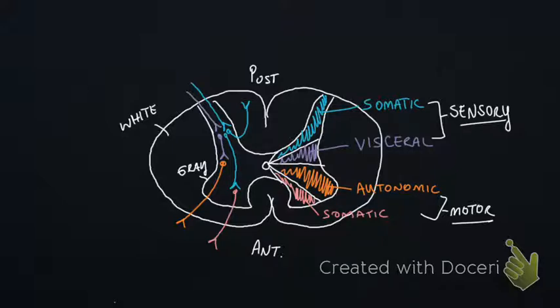Okay, so I guess we could write it like this, if it helps. White is myelinated. And then gray is unmyelinated. Okay.